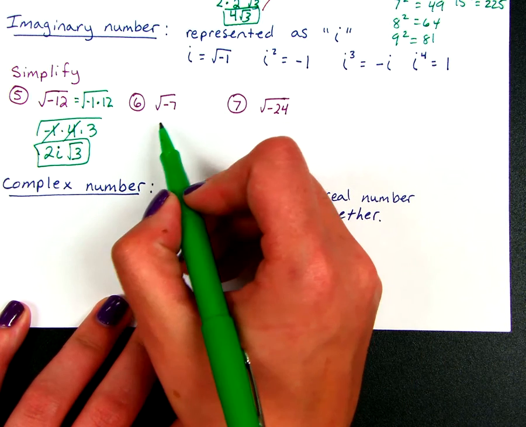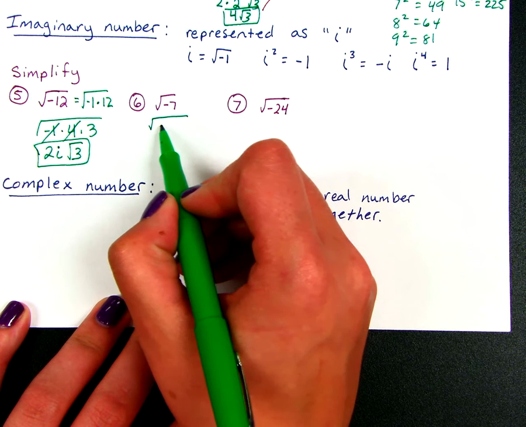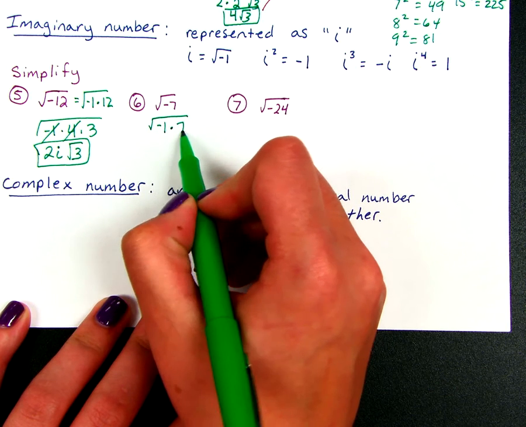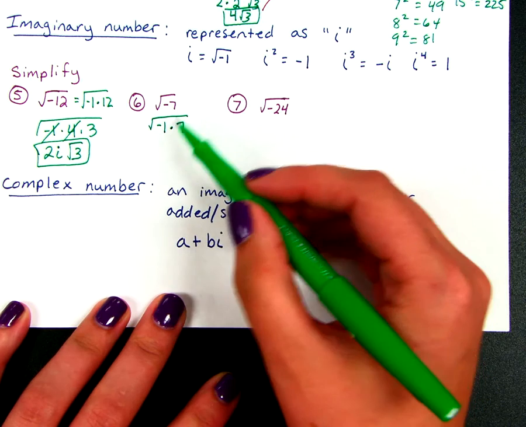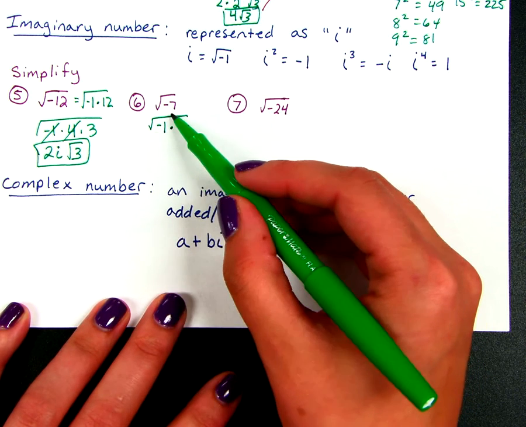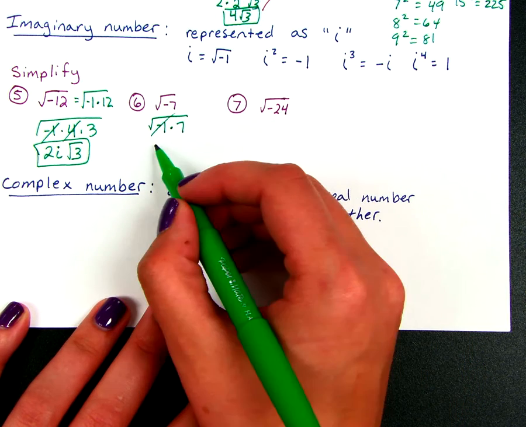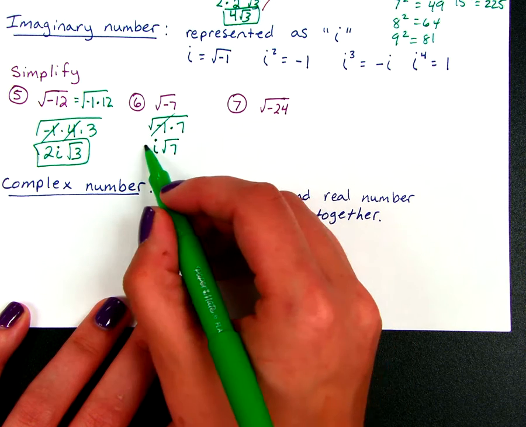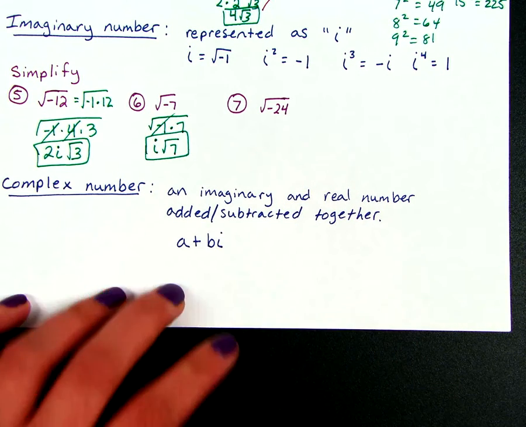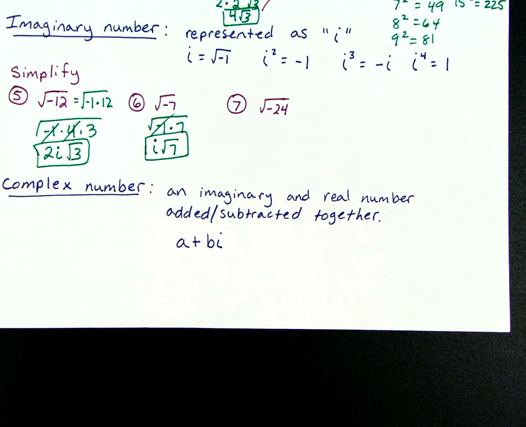The next one, looking at it, I can think of this as negative 1 times 7. Well, I know there's not a perfect square that divides into 7, so the only thing that we can do to simplify is to take the square root of negative 1, which is i, so that comes out of the radical, and then 7 stays inside. So this is our simplified answer.